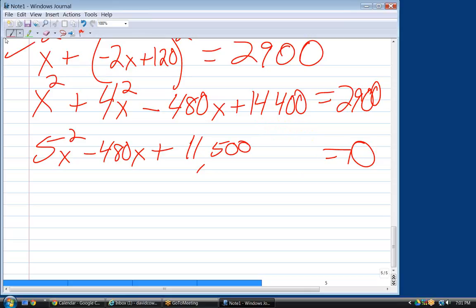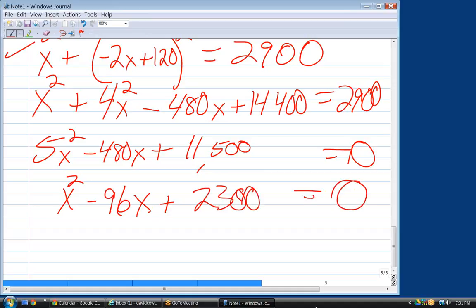Notice that a number is divisible by 5 if it ends in 0 or 5. So I know I can take a 5 out of everything. I don't know if that's going to help us much. It's still going to be difficult to factor.